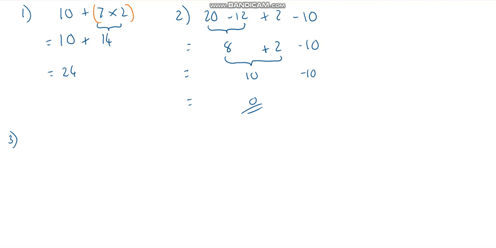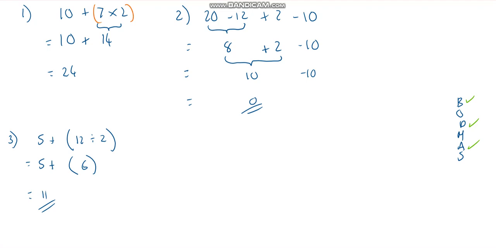Let's go for another one: 5 plus, in brackets, 12 divided by 2. I'm going to write BODMAS over here, just so we've got it. I've got a bracket, I've got a divide, and I've got an add. So I'm going to do the bracket first, and inside the bracket is the divide. So 5 plus, and the bracket becomes 6. My last line, 5 plus 6, gives me 11.